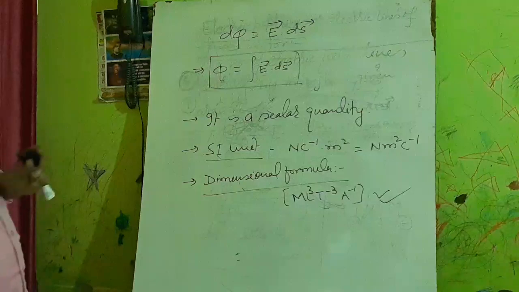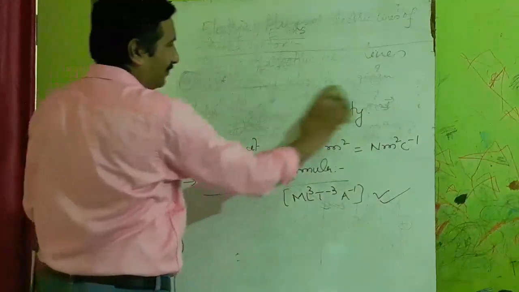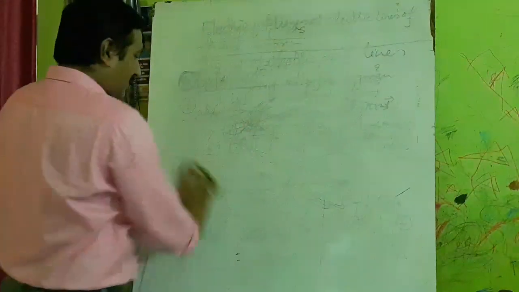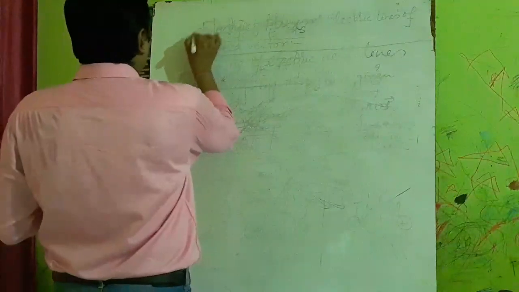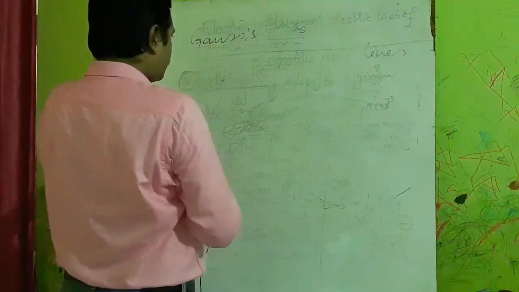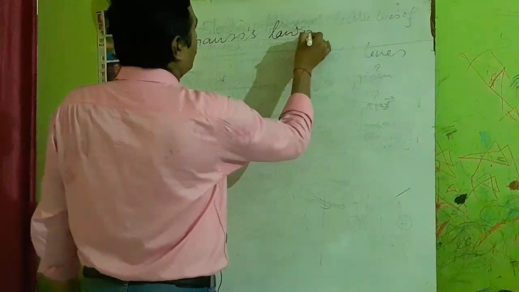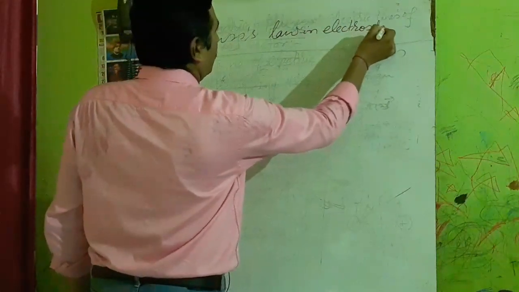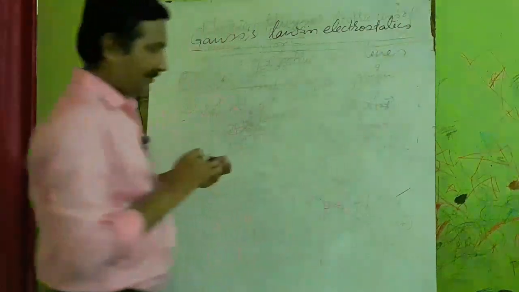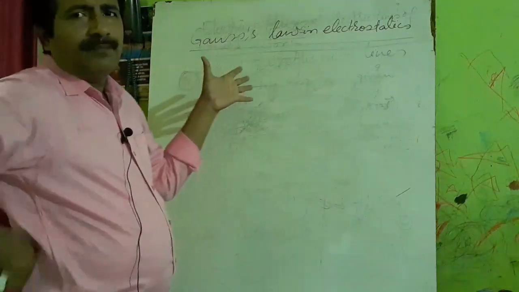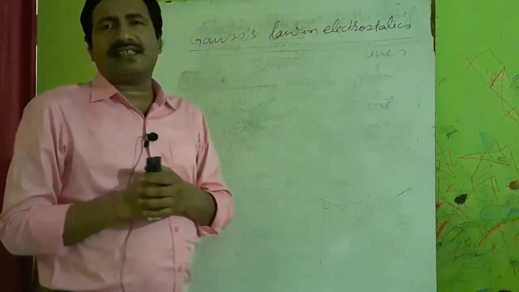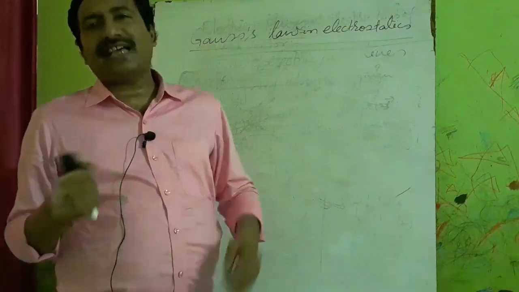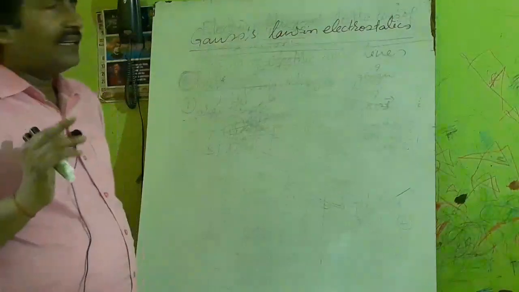After knowing about electric flux, you have to learn about Gauss law. So let us discuss Gauss law in electrostatics. Gauss law is used to find electric field intensity at a point due to uniform charge distribution. It can also be used to find the electric field intensity at a point due to a particular point charge, as well as uniform charge distribution.